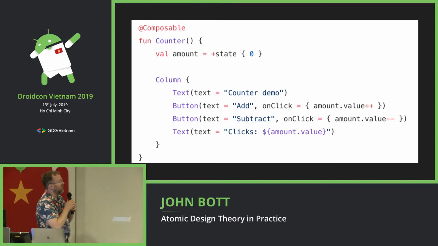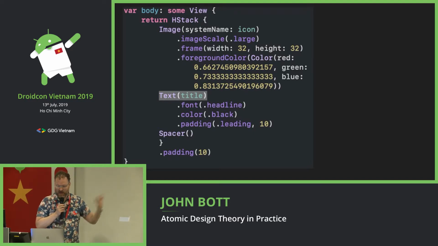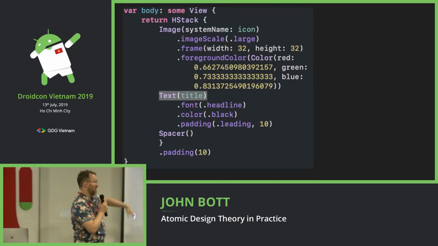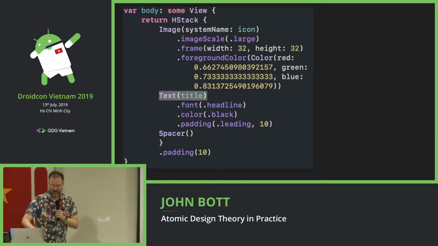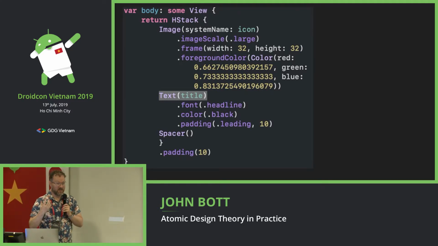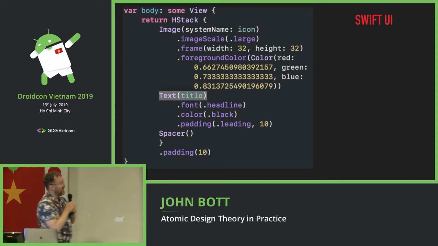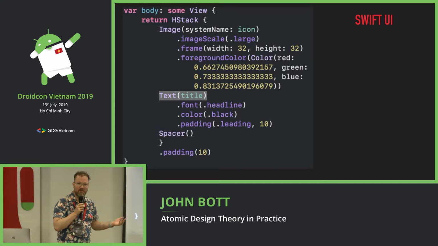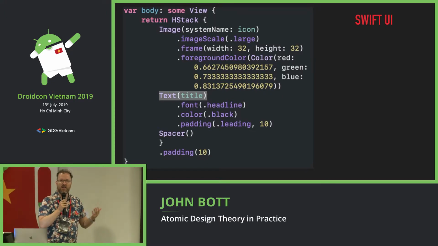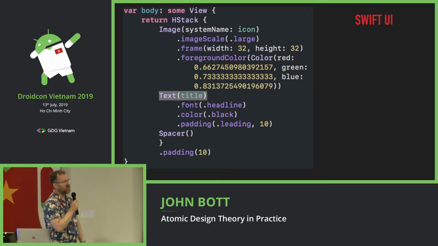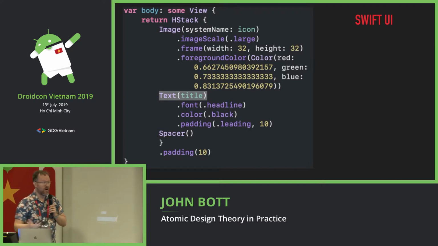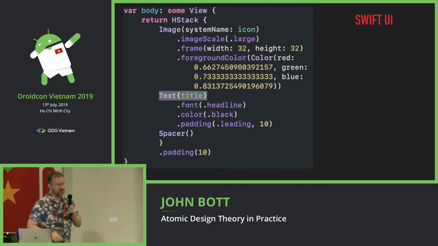Here's another example of a different design system. Here we have a horizontal view or a horizontal stack. We have an image, we have a text view, we have a spacer, and then some padding. It's easy to read and to understand. And this is SwiftUI. Can you see the similarities between this system and the previous one? There's not anything amazing or new about it. It's just making the code so that we can write it easier and read it easier. And we don't even have to know iOS to understand what's happening here.